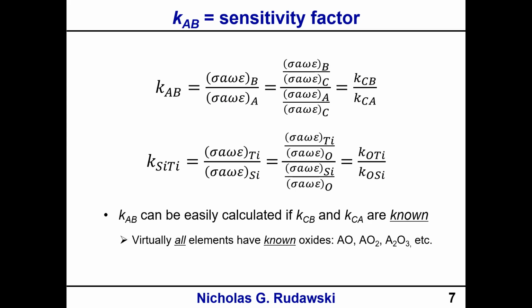This is useful, and it's what's commonly done, because you have oxides for a lot of elements with known compositions: AO, AO2, A2O3, this kind of thing. So it's very easy to calculate sensitivity factors for other systems that are not oxides by just using the ones for the oxides. We saw an example here: you can use silicon dioxide and titanium dioxide to calculate K silicon titanium.